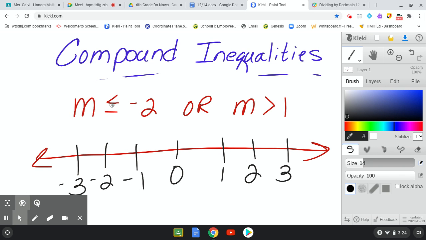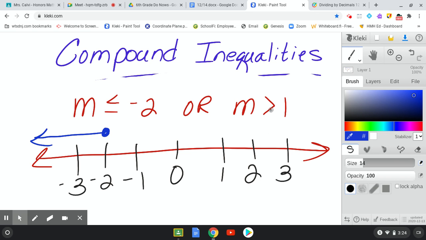Okay, so here we have m is less than or equal to -2, or m is greater than 1. First thing I want to check, my variables are both on the left side, so that works out well. Now here, I'm going to have a closed circle at -2 because I have the equal bar. So I'm going to plot a closed circle at -2. And according to this, it should be going left. So I'm going to draw my arrow left.